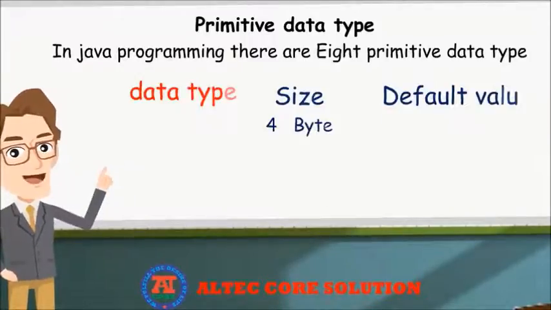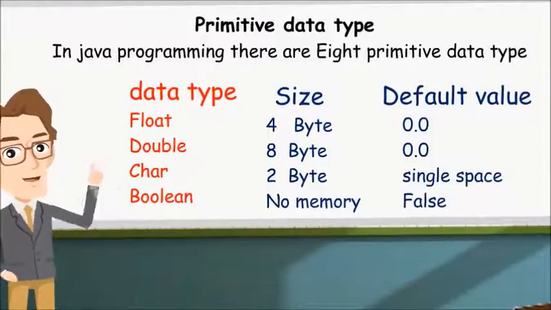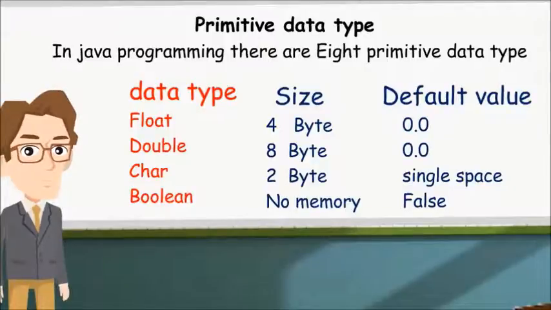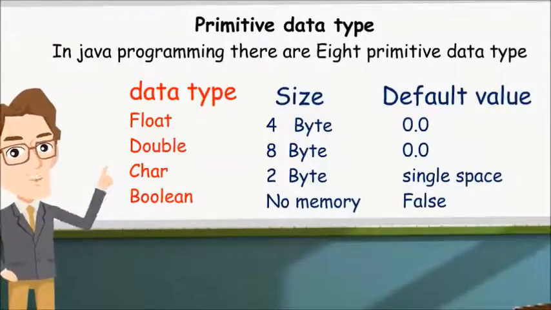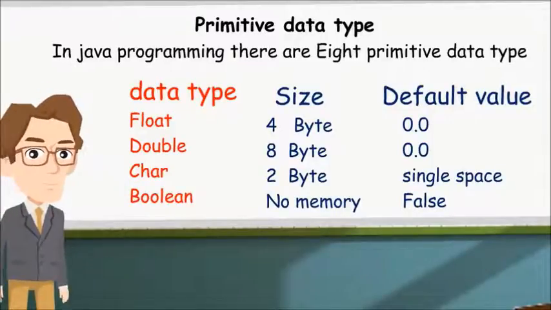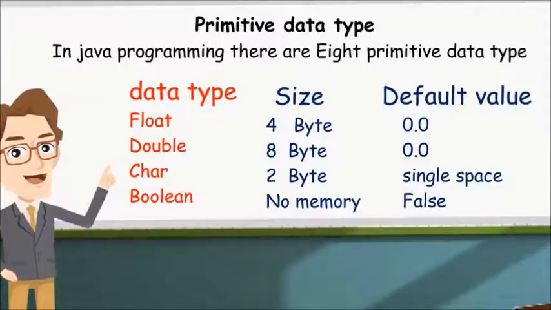Next, float and size 4 byte and default value 0.0. Double takes 8 byte and default value 0.0. Similarly, character takes 2 byte and it stores a single space character. And boolean, it takes no memory and default value is false.